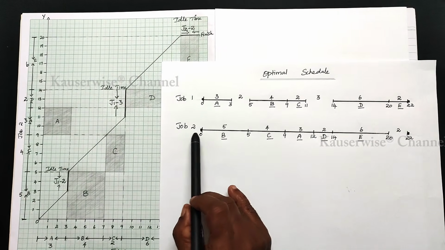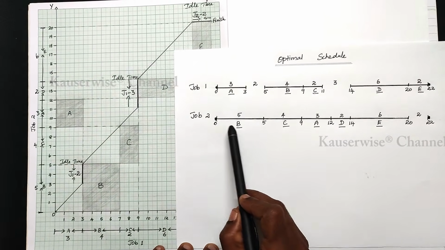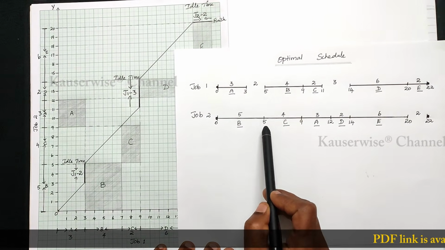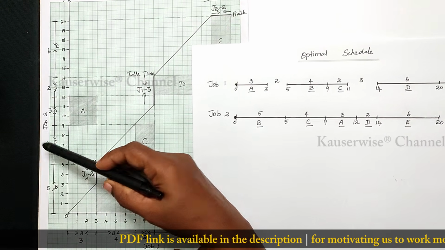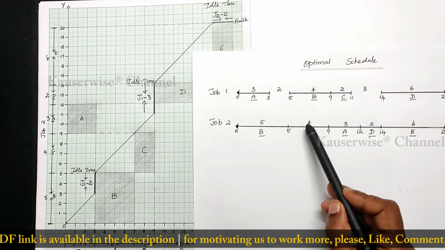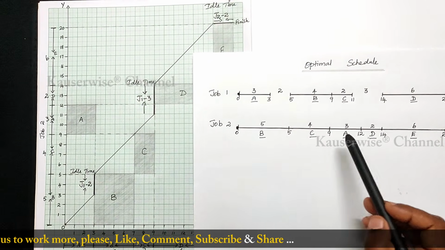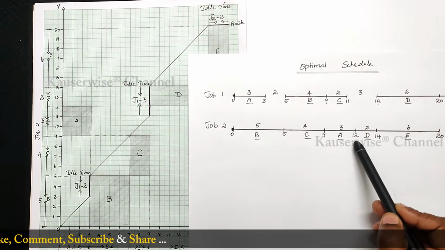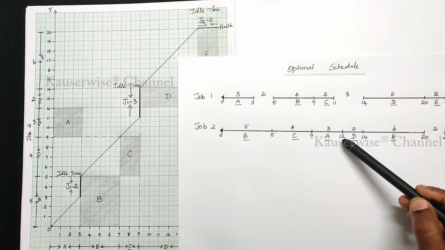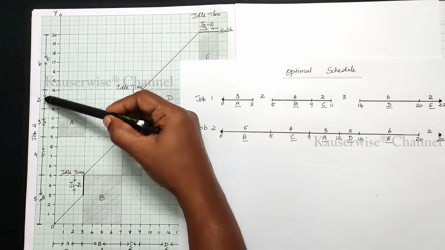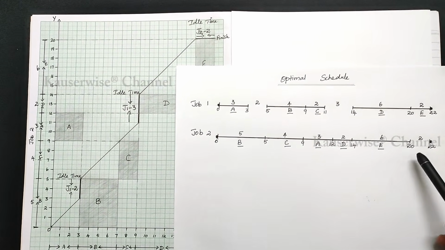Now, look at the optimum schedule for job 2. The first machine is B, duration is 5. So 0 plus 5, 5. This is the finishing time. Then the next machine is C, duration is 4 hours. So C, 4 hours. 5 plus 4, 9. The next machine is A, duration is 3 hours. So A 3 hours, 9 plus 3, 12. The next machine is D, duration is 2 hours. So D 2 hours, 12 plus 2, 14. The next process through E, duration is 6. So E 6, 14 plus 6, 20.